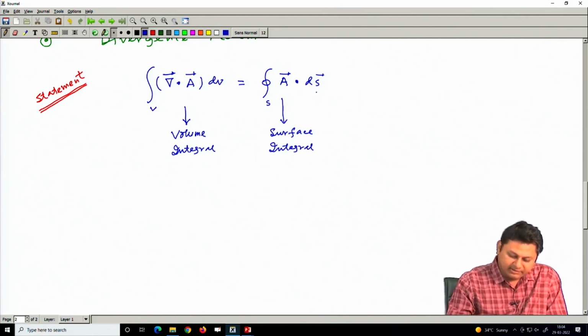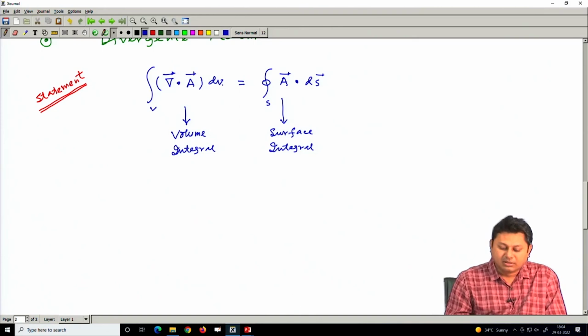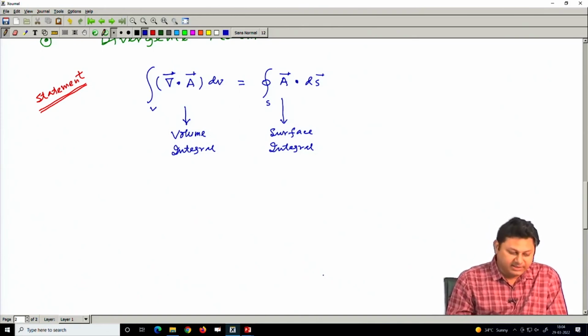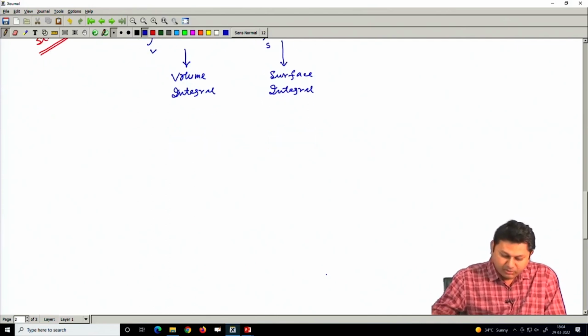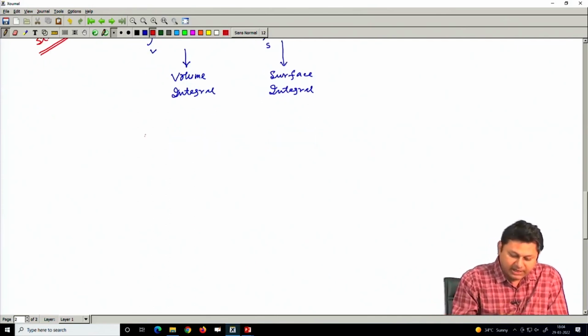And the point is, this surface, whatever it is, because this is a closed surface. So, this is a closed surface integral, and this closed surface should be such that it encompasses this given volume. So, this is the mathematical statement, and if I want to find out these things, before that I want to show you how it looks.